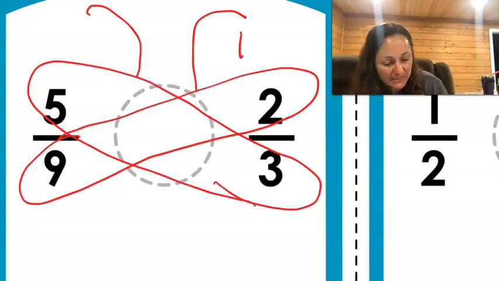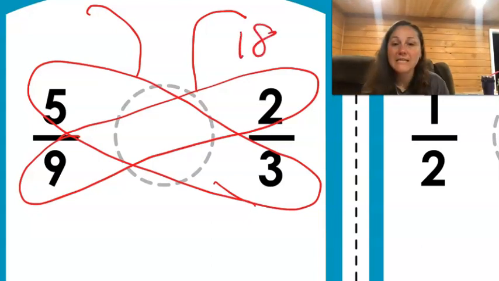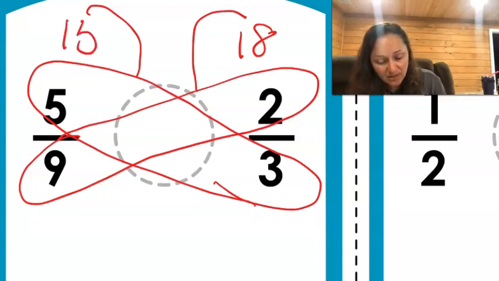I'm going to put the 18 above. 3 times 5. 3 times 5 is 15. I could count by 5s. 5, 10, 15. So it's 15. So I'm going to write the 15 above.